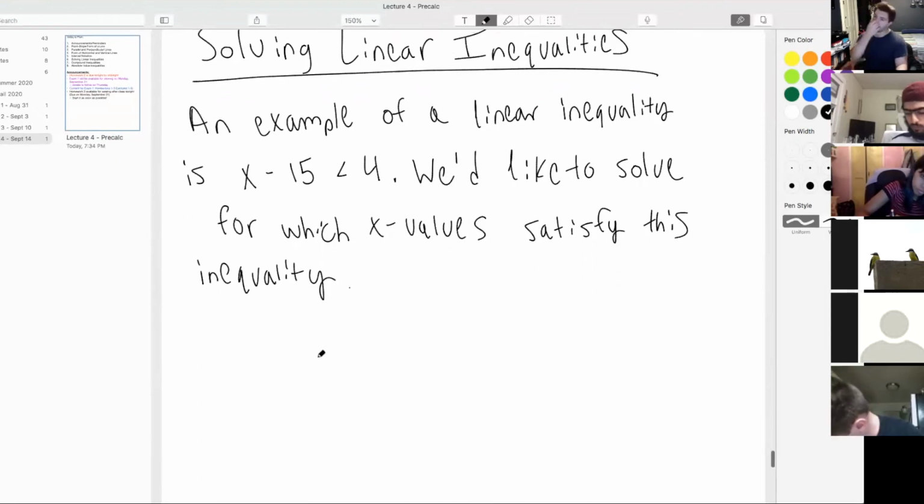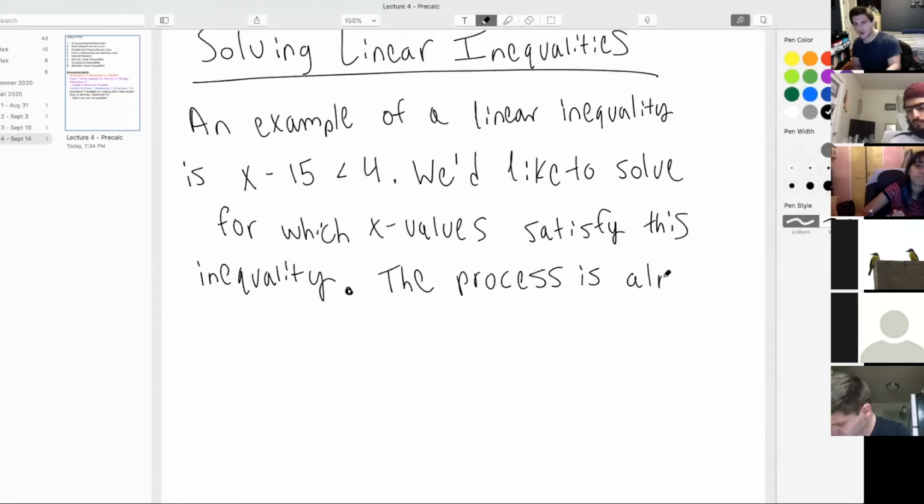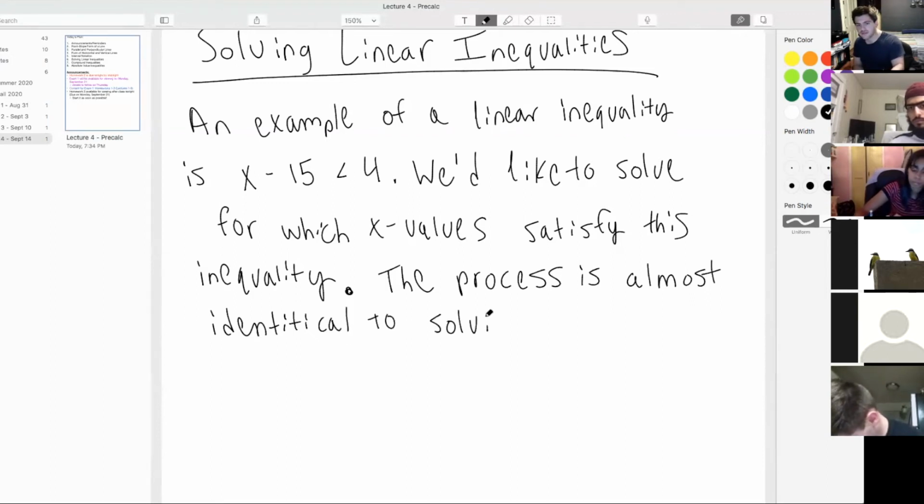Okay, so we're just going to figure out how to do this. And luckily, the process is almost identical to solving linear equations, but there's one key difference. So let me just write that and then I'll explain. So the process is almost identical to solving linear equations.